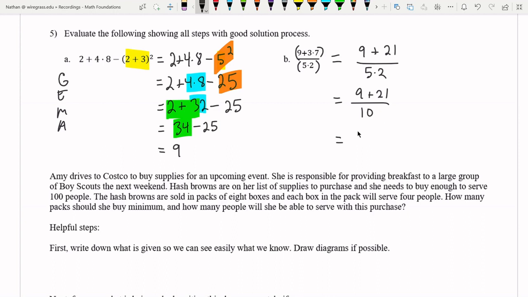9 plus 21 needs to be done before I can do the division. And 30 divided by 10 is 3. You can go back and check my work. It's all written there clearly. And you can see that I haven't made any errors.